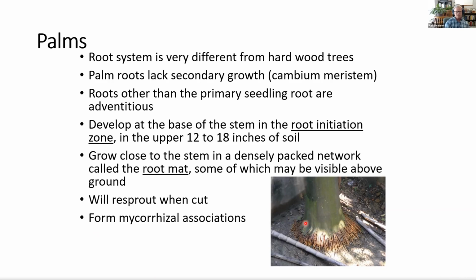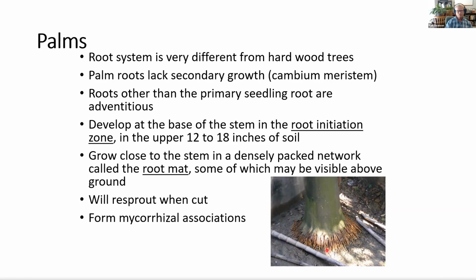They develop at the base of the stem in the root initiation zone, which is in the upper 12 to 18 inches of soil. So all this fibrous root development could go down as deep as 18 inches. They grow very close to the stem in a densely packed network called the root mat. So the closer you get to the trunk, the more mat-like in appearance the roots become.